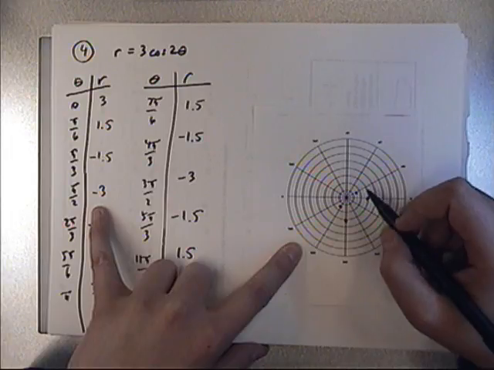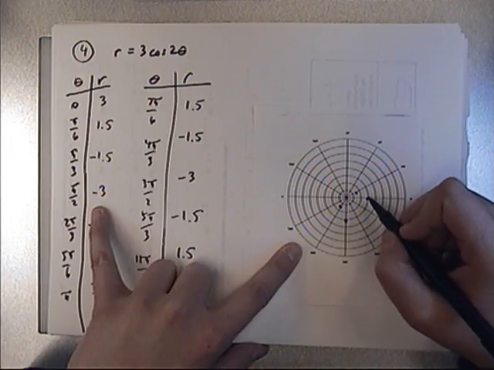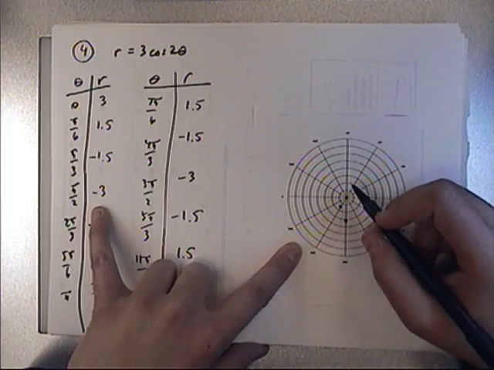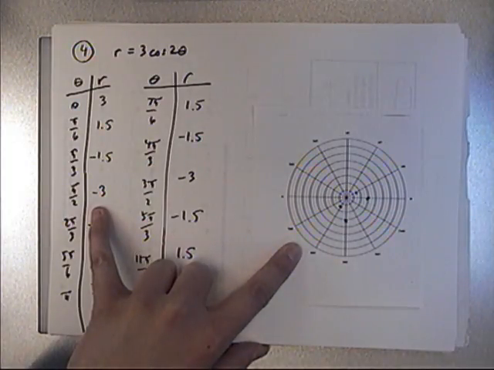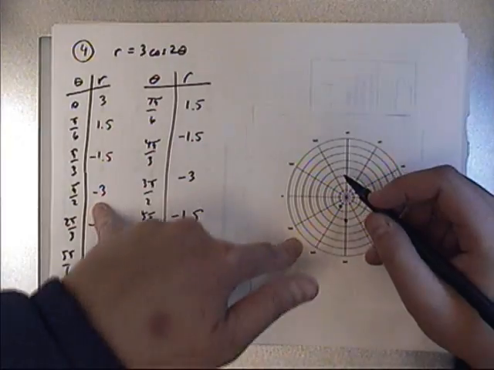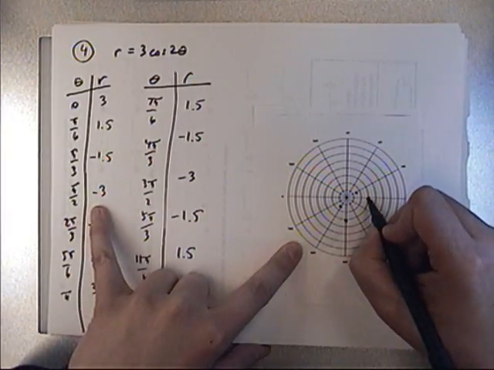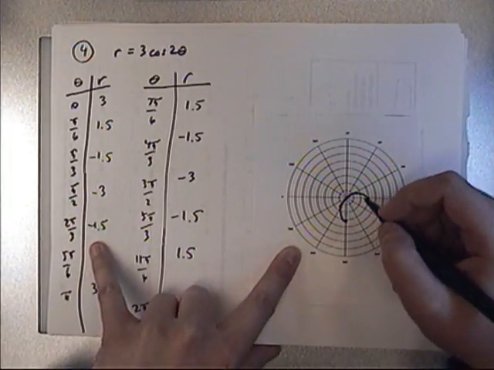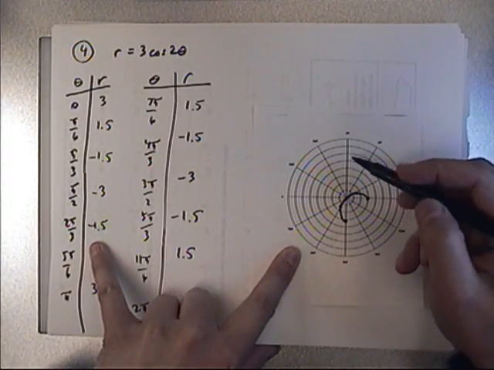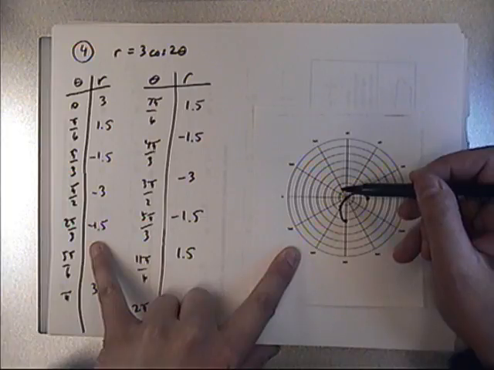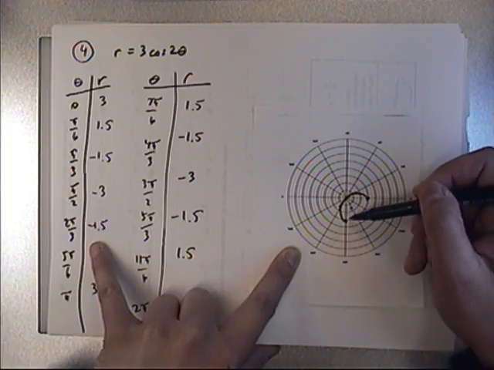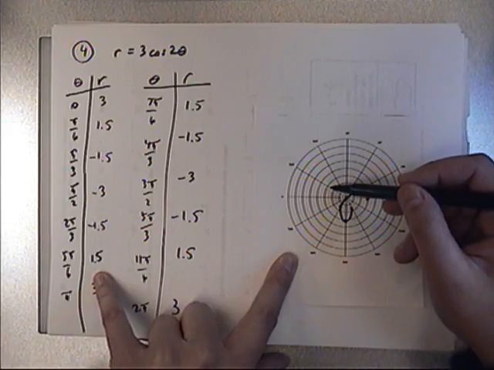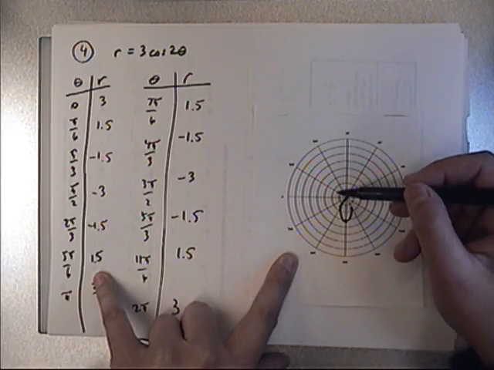So far, I've gone like this. So I'm assuming that all of these flowers are going to go through the origin. So even though we don't have any origin points, that is my assumption. So far I've done that. All right. 2 pi over 3 is 1.5. So 2 pi over 3, negative 1.5 would put me here. So now I'm there. 5 pi over 6 is here. That's 1.5. So I'm right there.